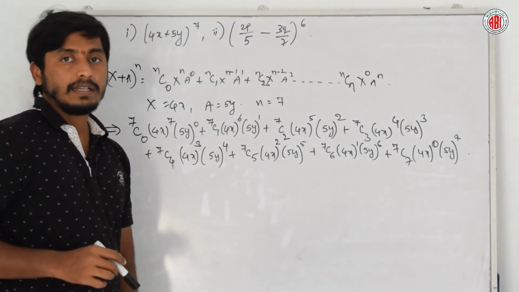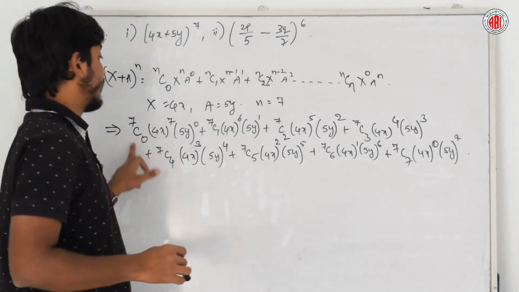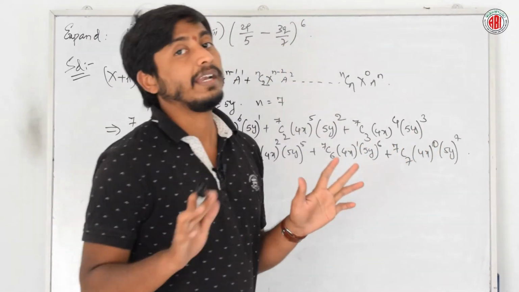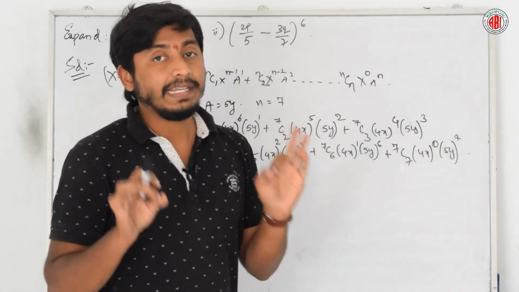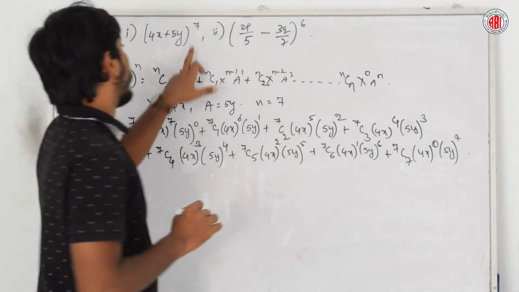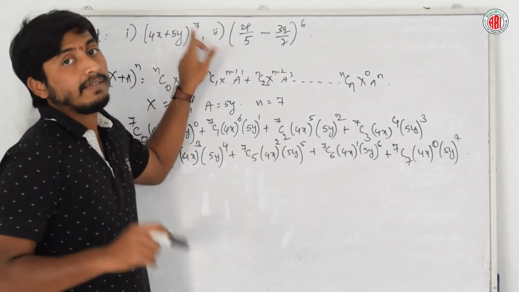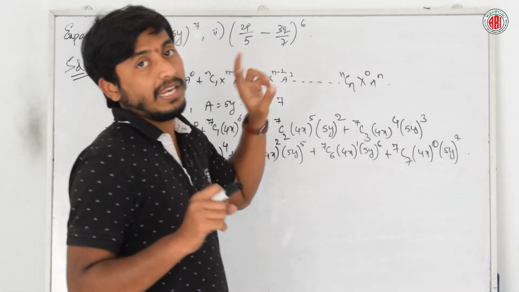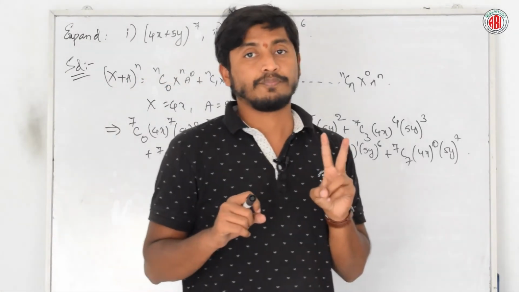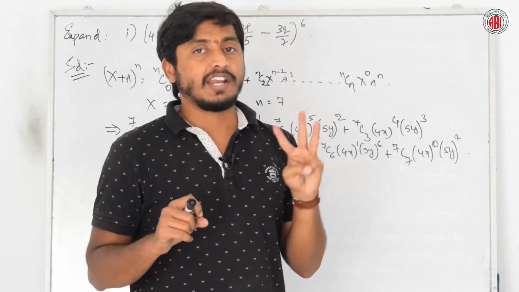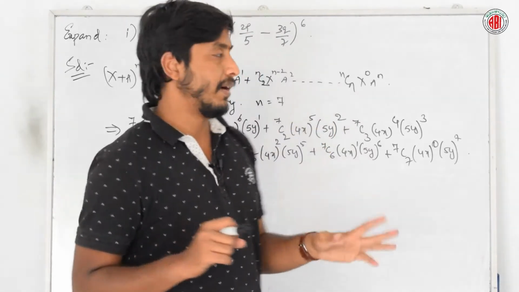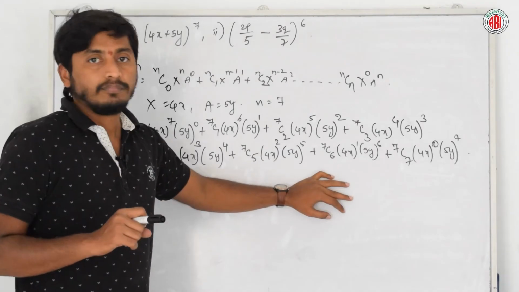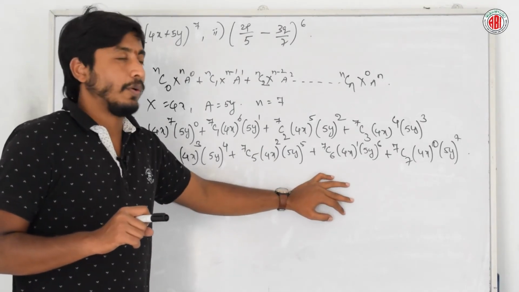Did you understand? We came from 7c0 to 7c7, 7 terms. Or how many terms? We have 8 terms. Remember that also. For a power n, we will have n plus 1 terms in any binomial expansion. If it is a trinomial, we'll have some kind of formula, but as of now, remember that main thing. Is it clear? Hope you understood.